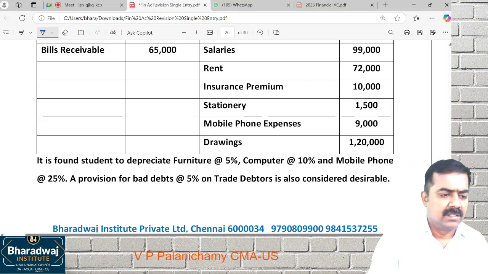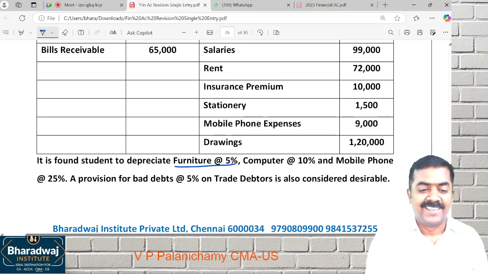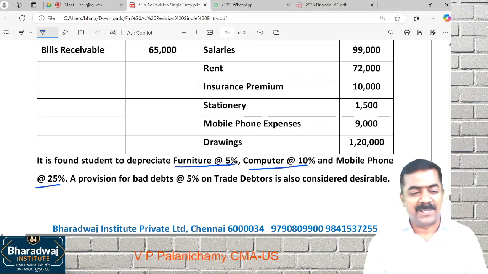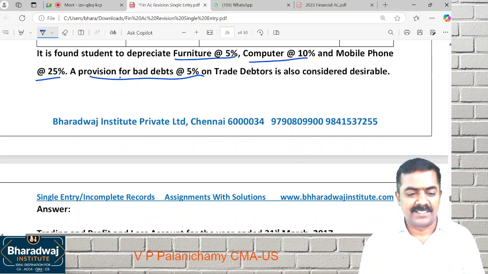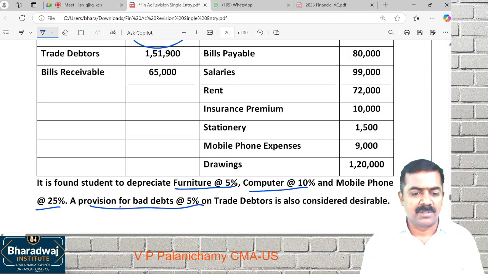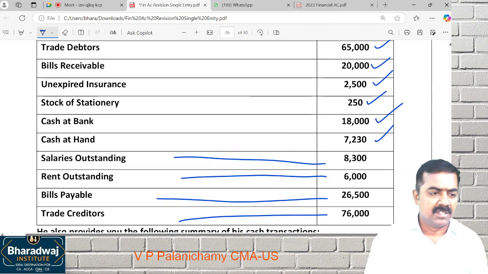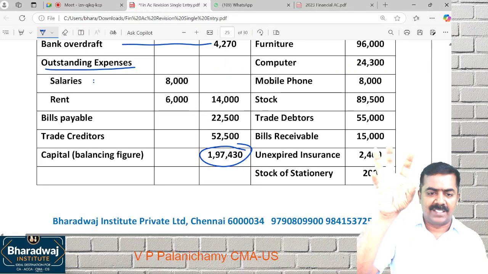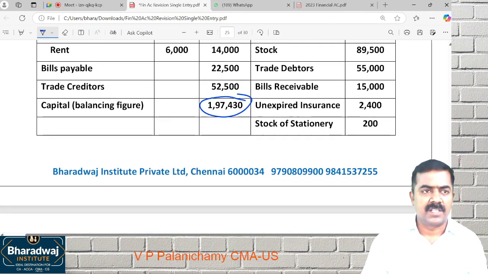It is found that he depreciates furniture at 5%, computer at what? 10%, mobile phone at 25%. Provision for bad debts 5% on debtors considered reasonable. They ask you to prepare which account? Trading P&L account. For this question also, we are given data about bills receivable and bills payable. So what do we have to do? Debtors, bills receivable, creditors, bills payable; opening statement of affairs is not needed. Shall we?